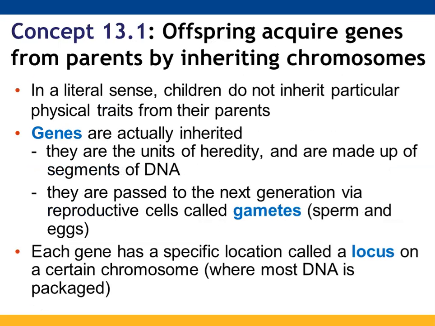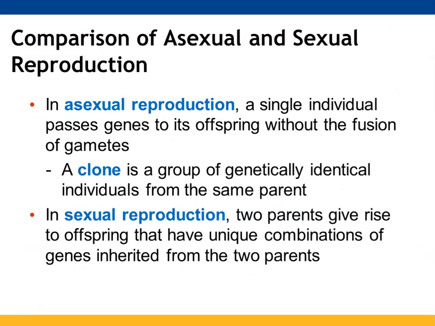In section 13.1, offspring get genes from their parents by inheriting chromosomes. We do not get physical traits, we get the DNA, those units of heredity, and they get passed from one generation to the next through gametes, sperm and eggs. The genes each have specific loci. Individual locations are known as a locus on chromosomes, and it's the pairing of the alleles between the two parent chromosomes that determines what gene products are produced.